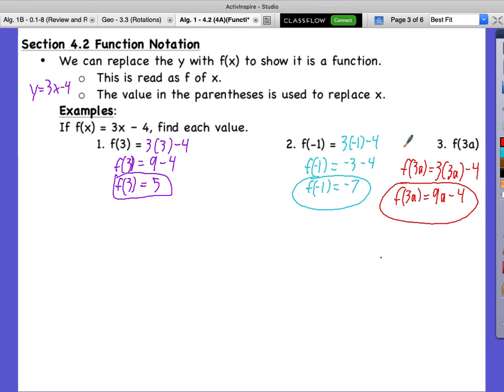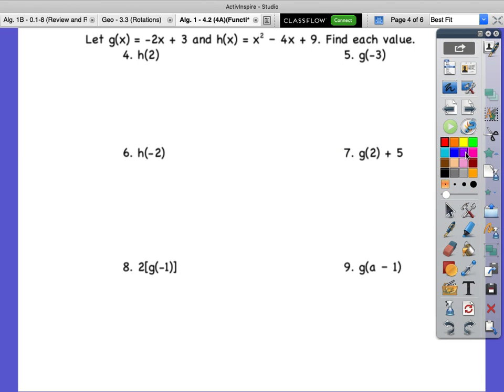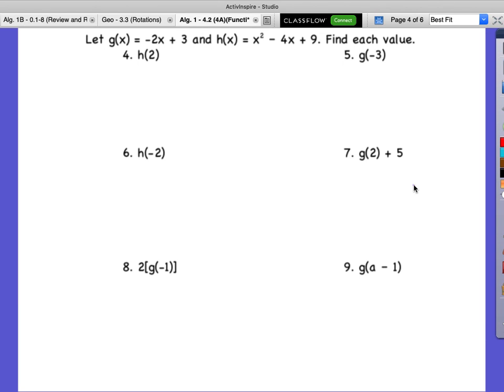Okay, let's continue on right below this, guys. We have some different examples. Now we're going to be given 2 functions. We can have a function f, so we had f of x. We can also have function g, and we can have function h. These are just different functions.